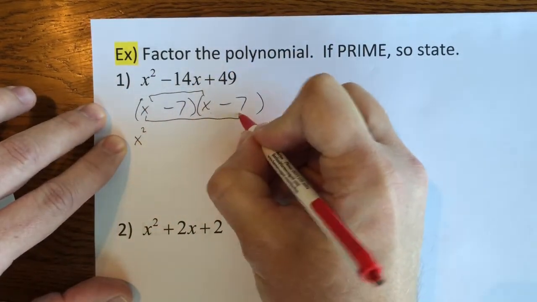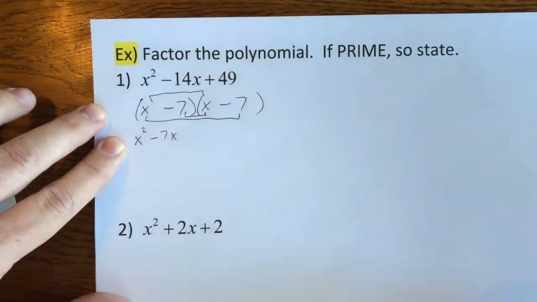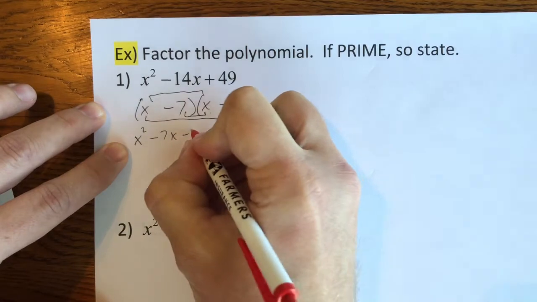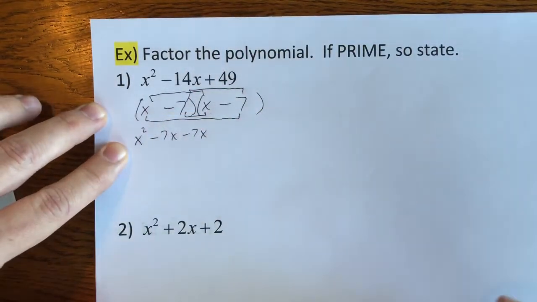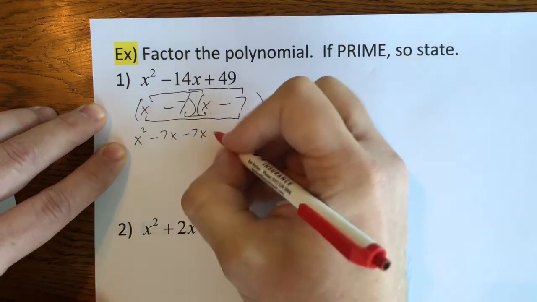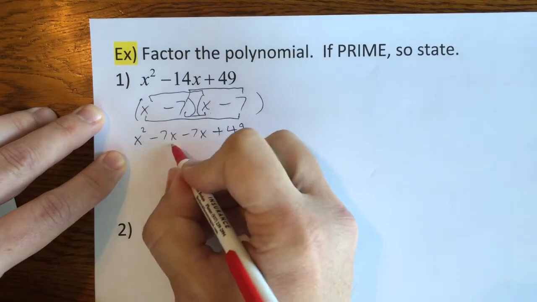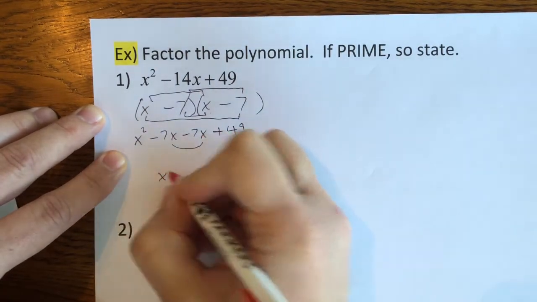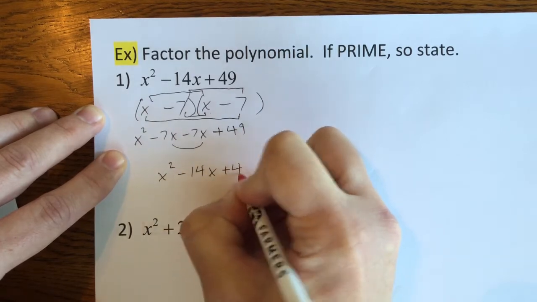We're going to check this. Outside, x times negative 7, does that give us negative 7x? Yes. Inside, does this give us also negative 7x? Yes. And then finally, last, negative 7 times negative 7. That's the whole point. Does that give us a positive 49? Yes, it does. We have a pair of like terms here. So the check does work. We do get the trinomial we started with.